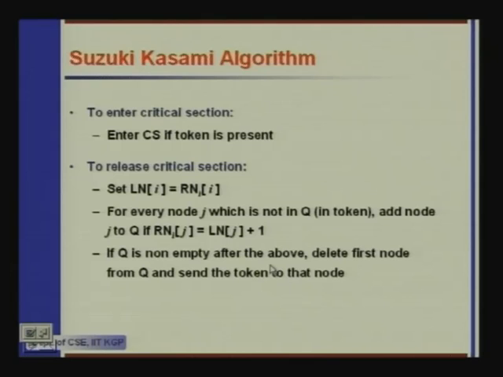If the queue is non-empty after you have done these two, then delete the first node from the queue and send the token to that node, right. So, you see fairness is guaranteed by virtue of the queue which the token maintains. Whenever requests come, they are getting added into the token's queue, and the token is being sent to the first node in the queue. Is it clear? Right.